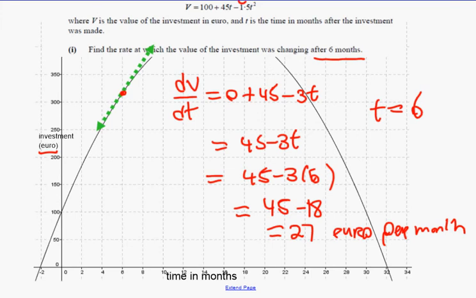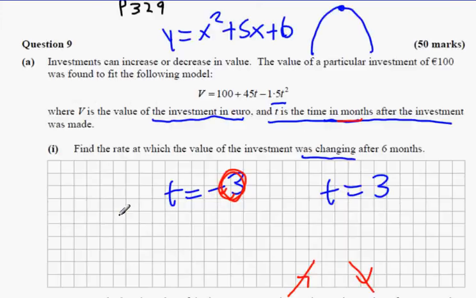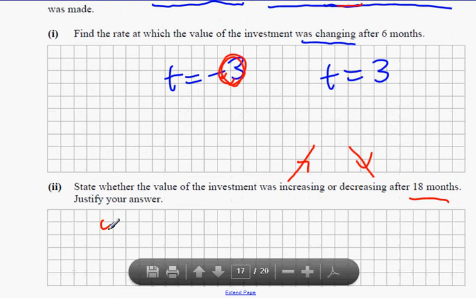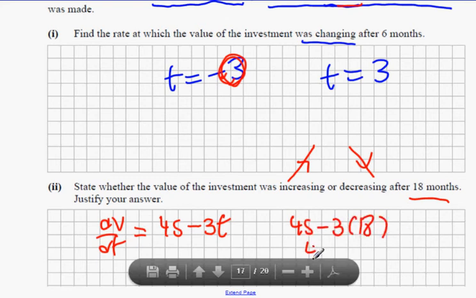Okay, so dV/dt is 45 minus 3t. And what does it want me to check out? 18 months. So what do I do next? T equals 18. And what happens now? 45 minus 54, which is minus 9 what though? Euro per month.